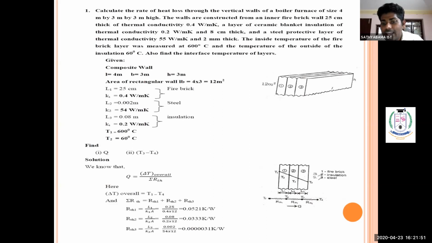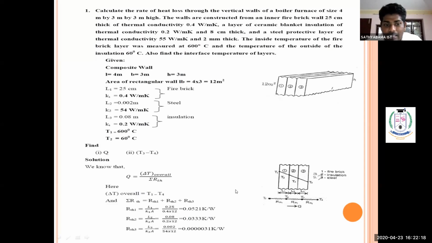So here it is 3 layers. Look at the diagram. I have taken T1 minus T4 as the temperature difference, divided by R, the thermal resistance, that is L1 divided by K1 into A. All values are given. See, as I move the cursor, take the first material and find out the thermal resistance. After that, take the second material and find out the thermal resistance. Again, the third material, find out the thermal resistance.